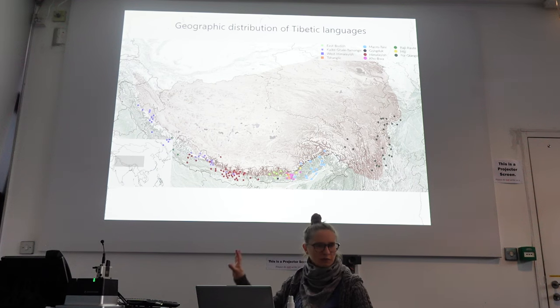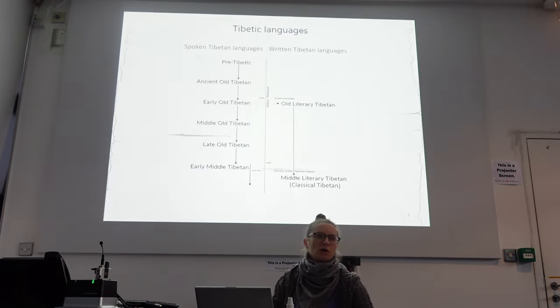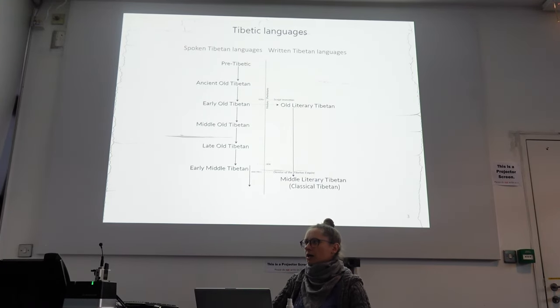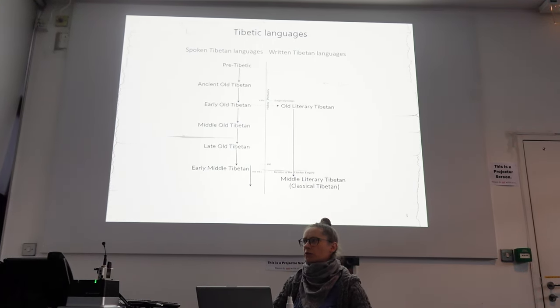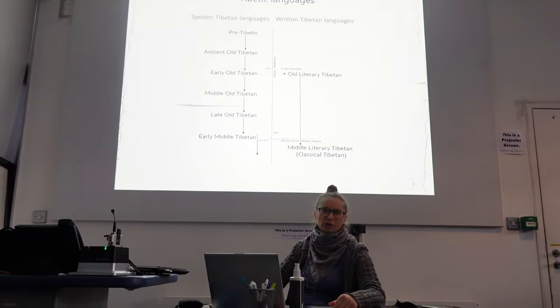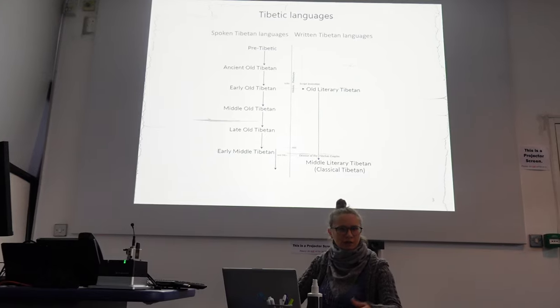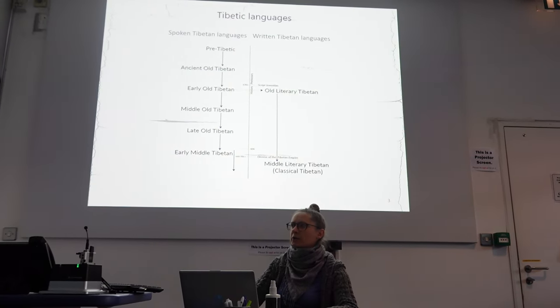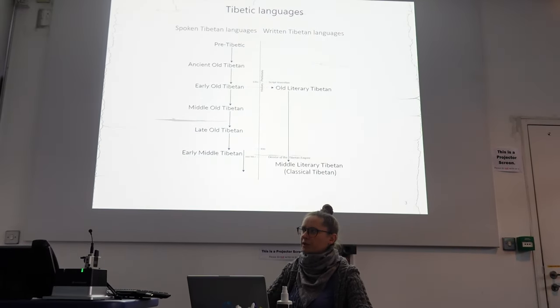Of course, one language missing from this map is Chinese, the one now prevailing in this area. So as not to blur the picture, I omitted it. In terms of historical development, we have a long history of documentation of Tibetic languages. It started with pre-Tibetan, and we distinguish between various periods in the development of this group of languages. I'm interested in Old Tibetan, which was the language of the Tibetan Empire, between the early 7th and mid 9th century, and roughly so we can also date these languages.